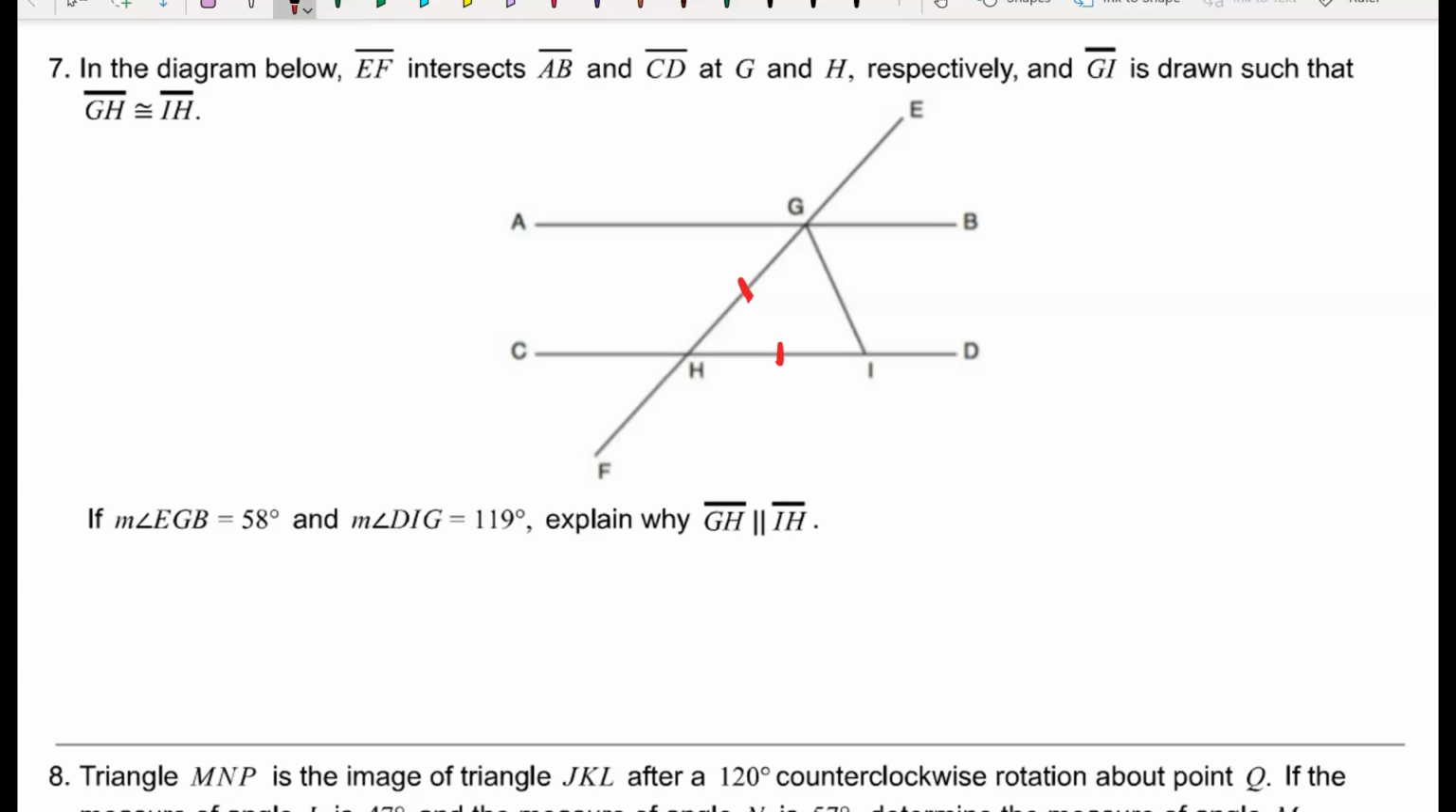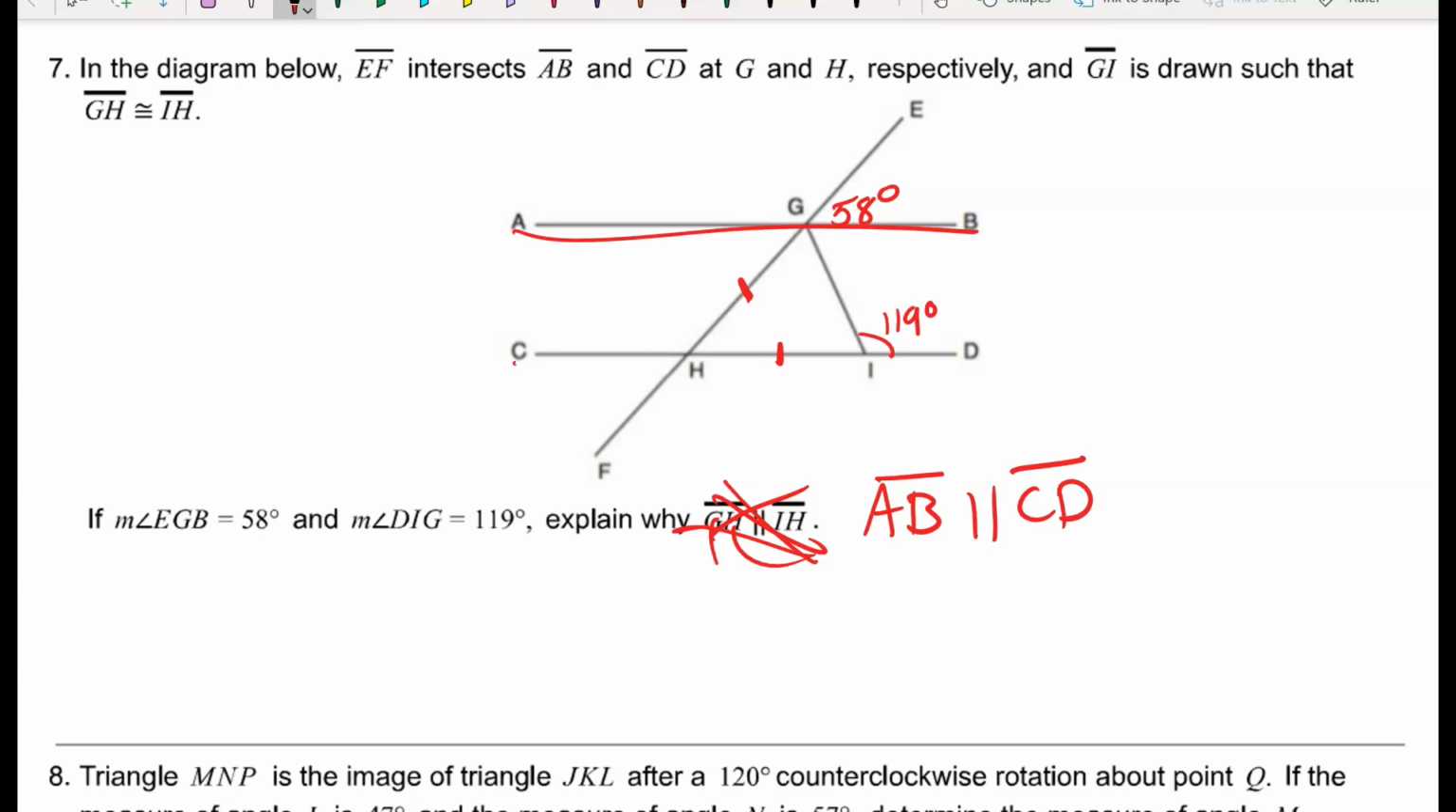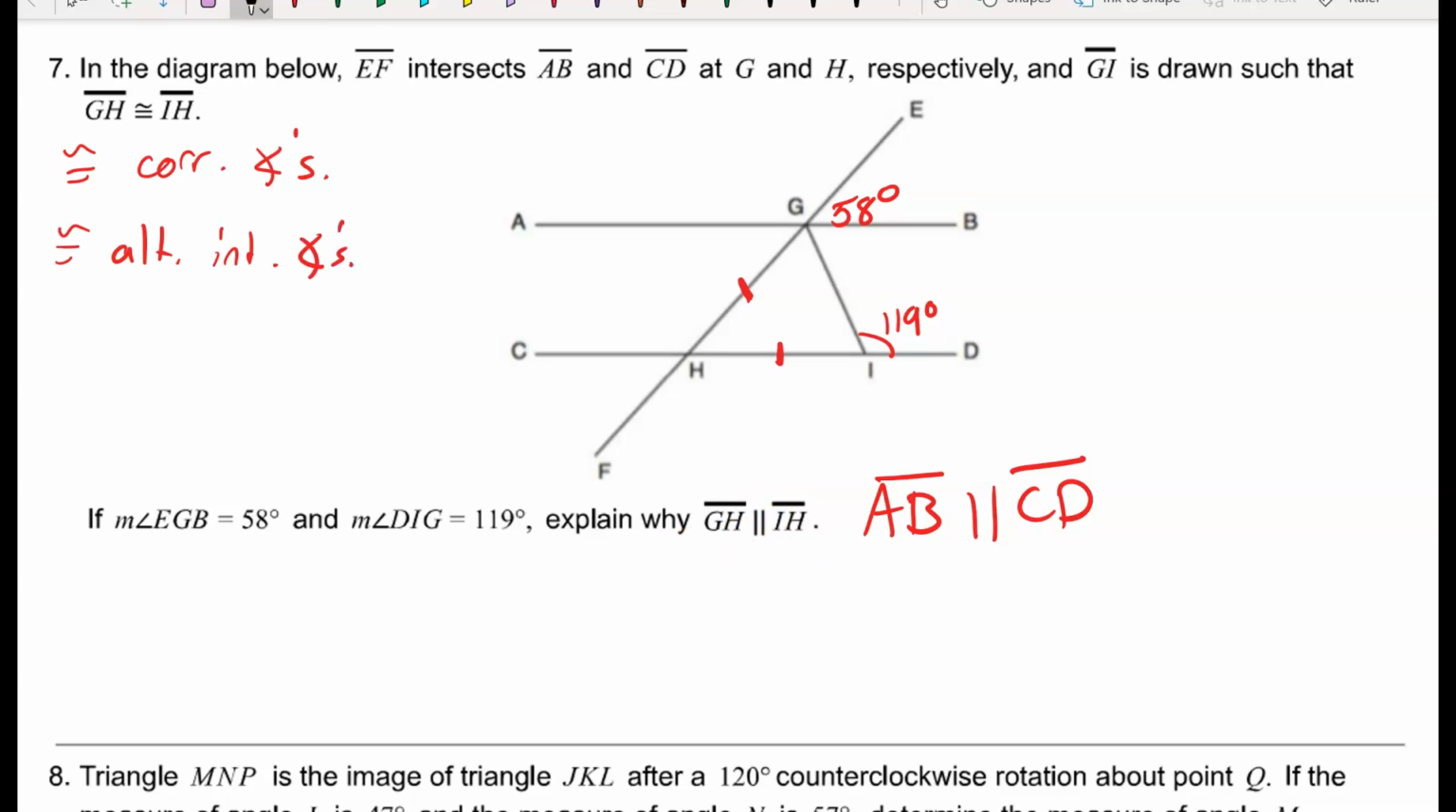If the measure of angle EGB right there is 58 degrees, and the measure of angle DIG, that obtuse angle right there, is 119 degrees, explain why, that's a typo, be careful. That should just say, explain why AB is parallel to CD. Right, so why this segment up here is parallel to that segment down there. So essentially we want to find either congruent corresponding angles, or we want to find congruent alternate interior angles. And both of those would be enough to explain why my segments here are parallel.